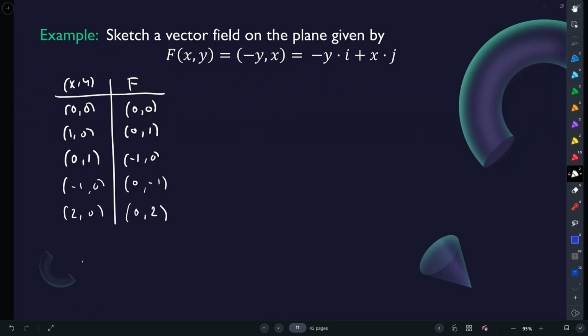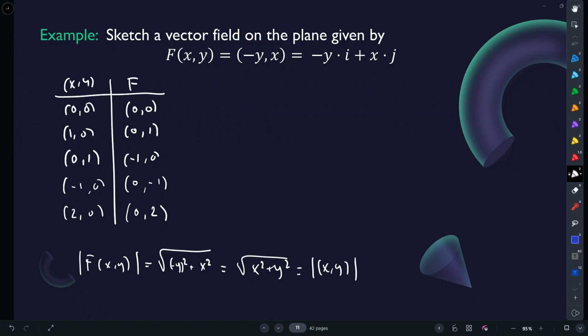So you can see that the length of the vectors in the field is the square root of minus y squared plus x squared, which is the square root of x squared plus y squared, which is the same as the length of the position. Okay, so the farther I am from the origin radially, the larger those vectors will be, and then there is something happening in the vectors. What is happening to the vectors? So this says that at 0, 0 there is no vector. But at 1, 0, I'm pointing to 0, 1. So I'm pointing in that direction.